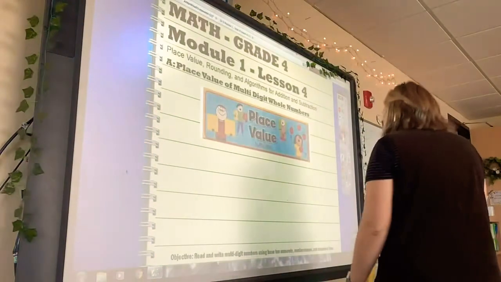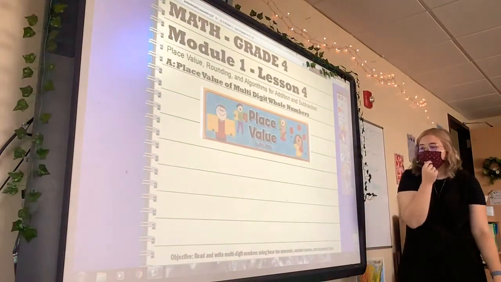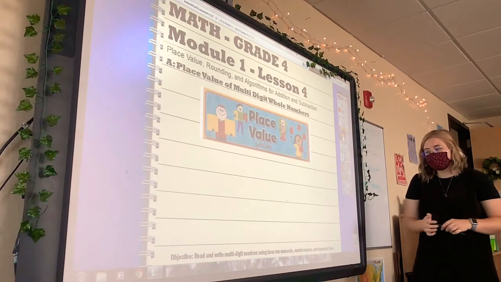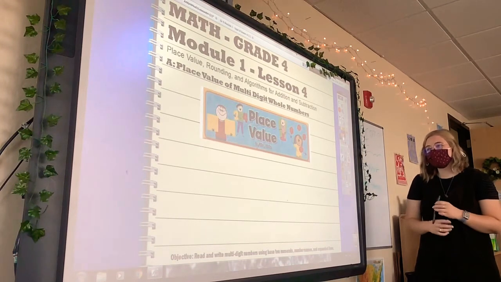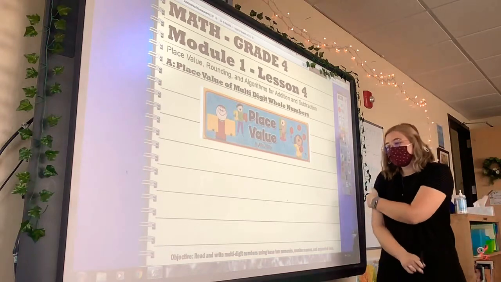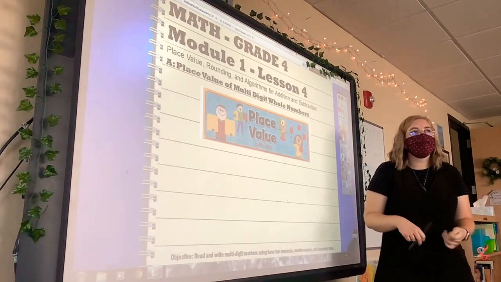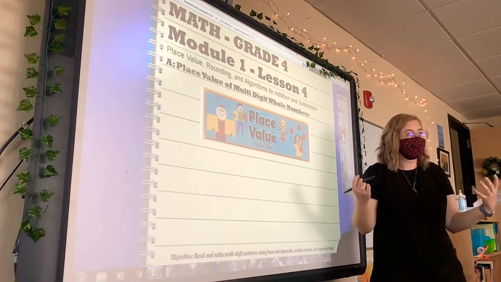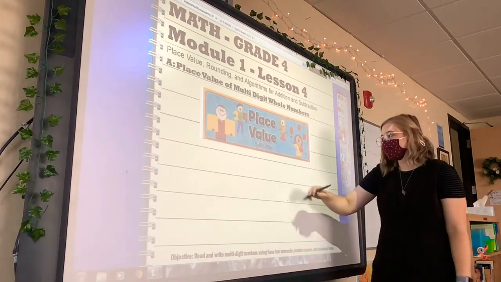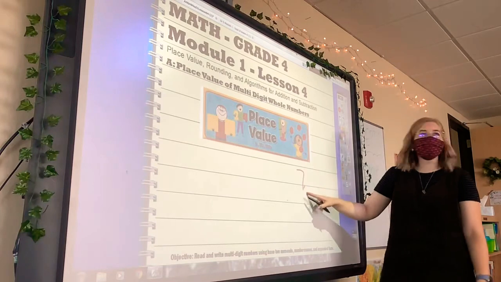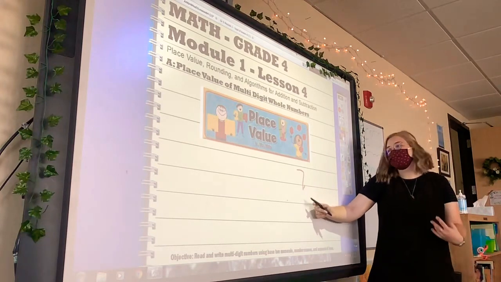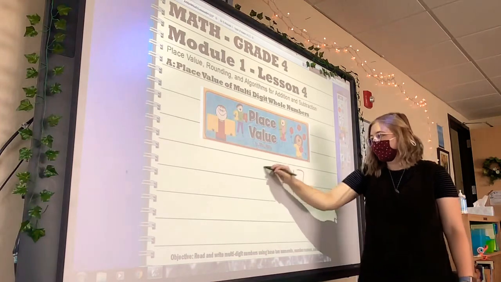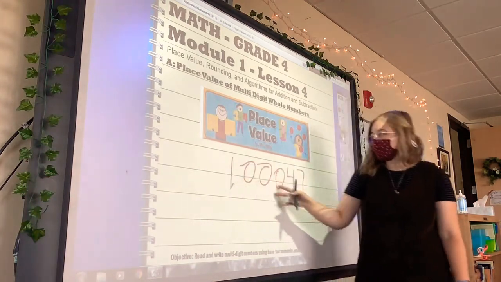Cool. So our objective today, we're doing lesson 4. We're going to read and write multi-digit numbers using base 10 numerals, number names, and expanded form. So all that means is we're going to work with multi-digit numbers and write them in different ways. Okay? Multi-digit just means, like, this is a single digit number. Multi-digit can be anywhere from adding another digit to adding a billion other digits, okay? Something like that, okay?